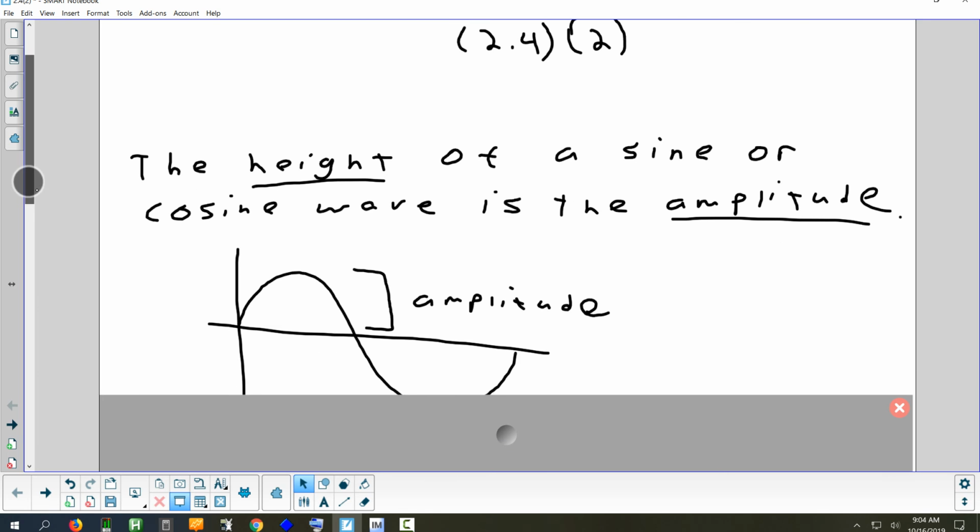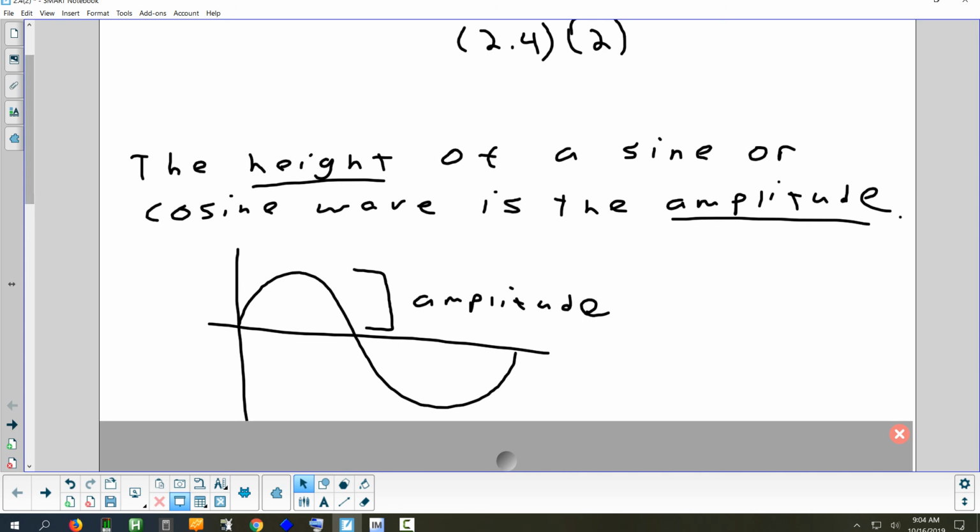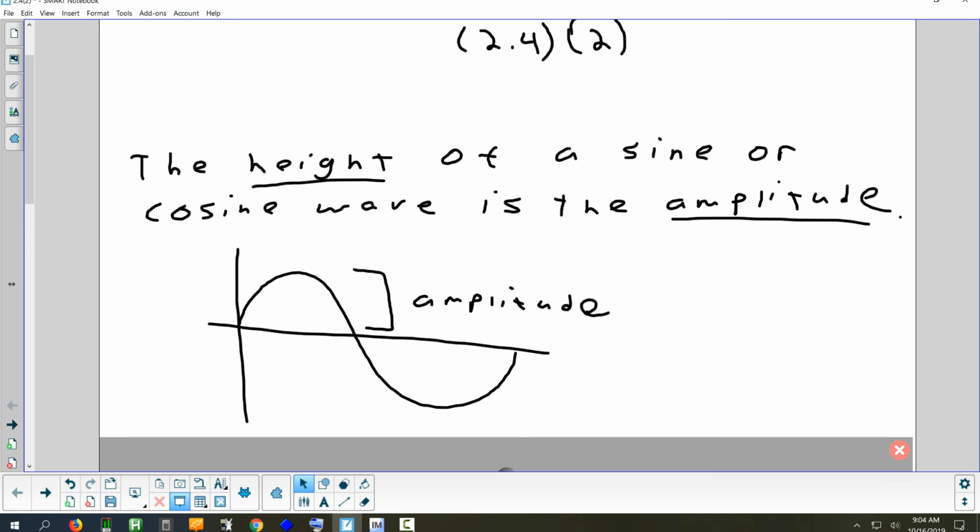All right, so basically the height of a sine or a cosine wave is called the amplitude. And I'm trying to show you a picture right here of what the amplitude is. So the amplitude is basically a distance. If you put a center line right through the middle of the wave, it's the distance from that center line to the peak, or from the center line to the low point. The wave is symmetrical. That's called the amplitude.